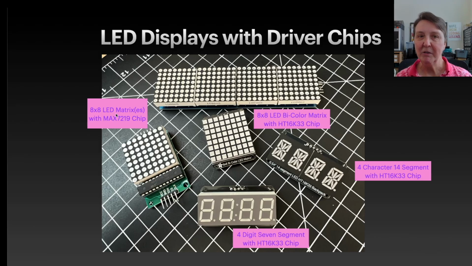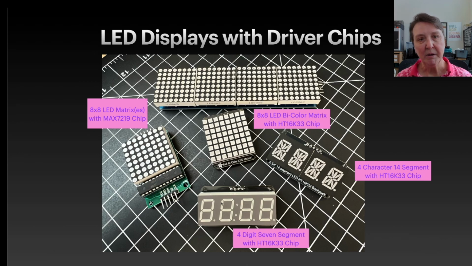So I have a couple sets of LED matrices that use the MAX7219 chip. Here you can see these are pretty common. A lot of people pick them up on AliExpress or Amazon, relatively cheap. You can see they can be chained together or as individuals.